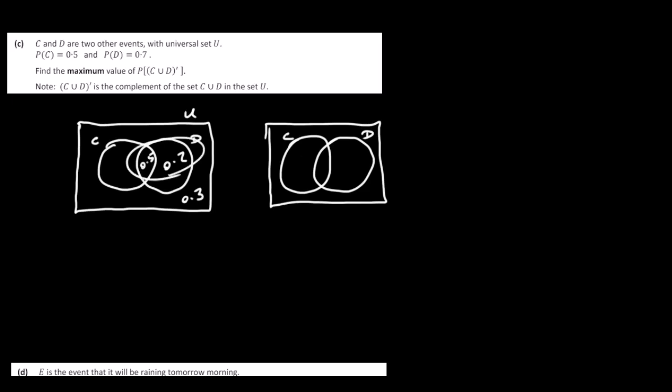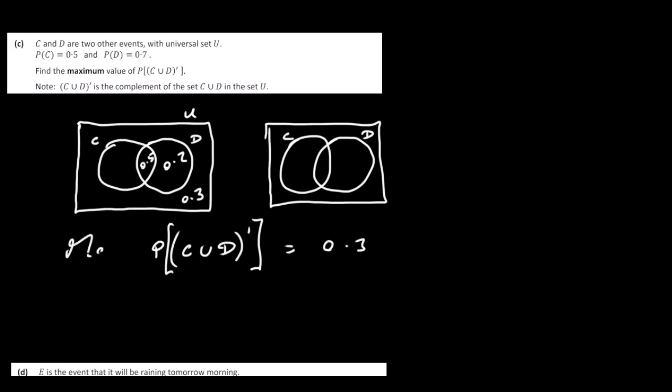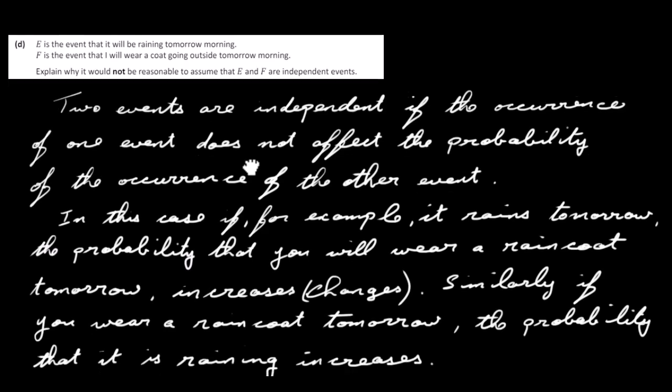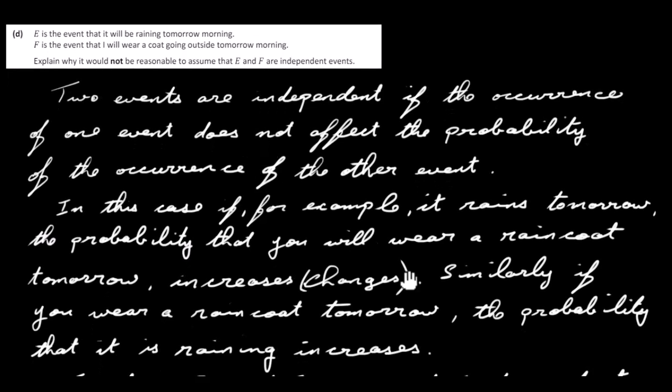So you add these two, you get 0.7. So 1 minus 0.7 is 0.3. So in other words, the probability of C union D complement is going to be 0.3. So this is the maximum. That's it. That's part C done. Well, part D I've done already. I've done a detailed explanation here, maybe too much, but let's see.